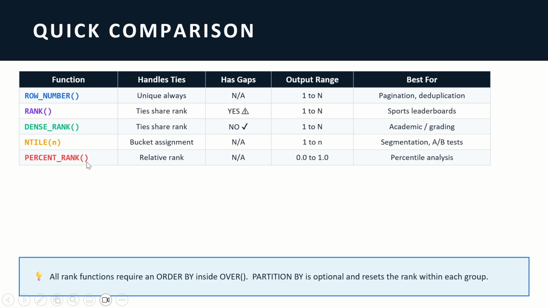Then we have percent rank. So this provides the relative position of a row in the data set, and it is always between 0 and 1, and this is best for percentile analysis.